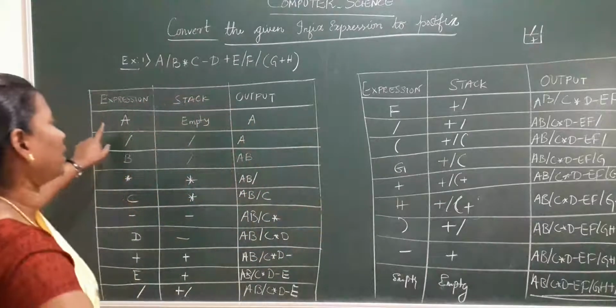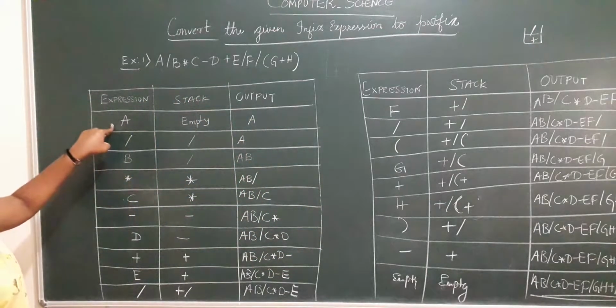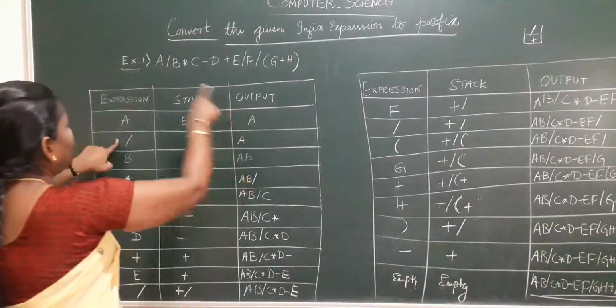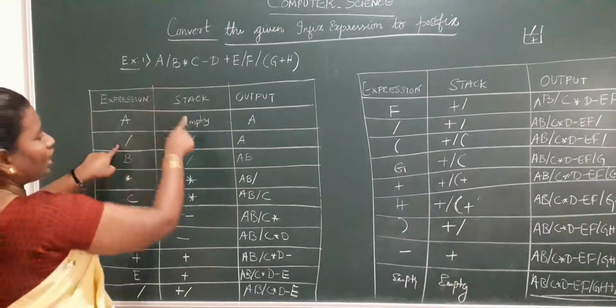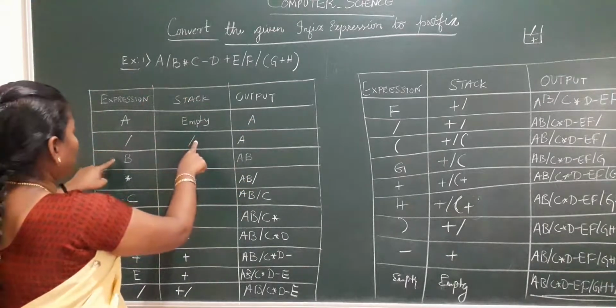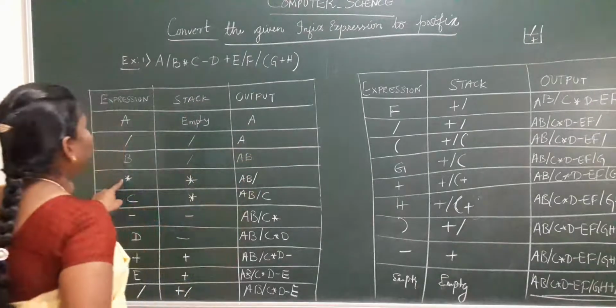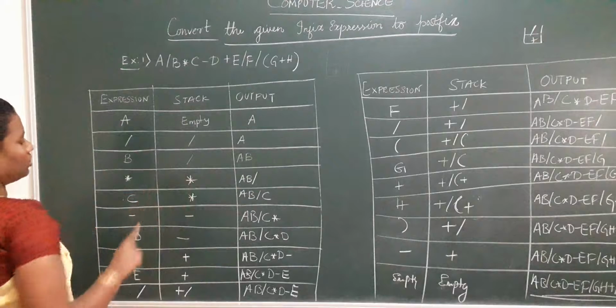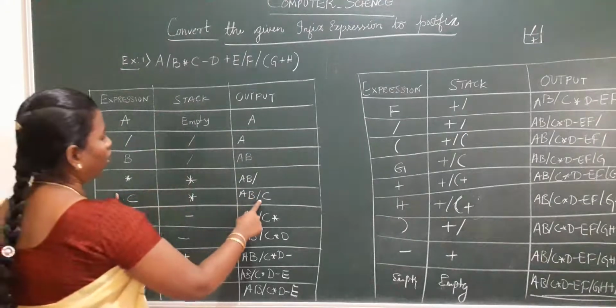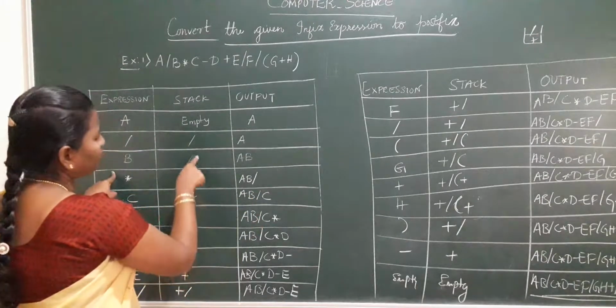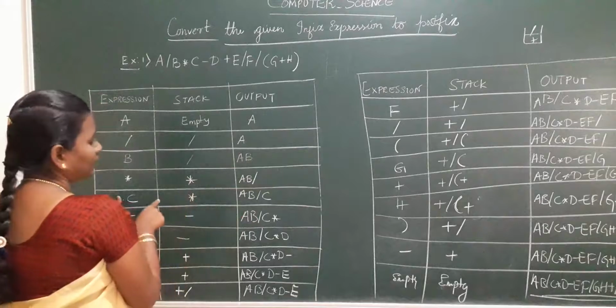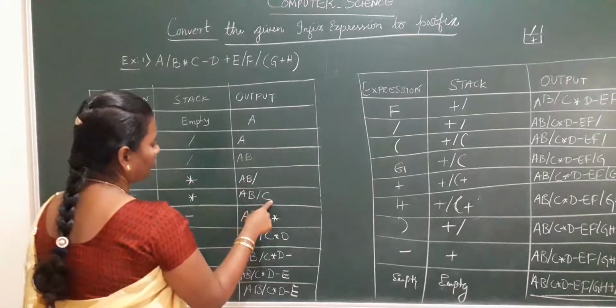So we'll just check. See, whenever we encounter an operand, it has to go to your output. Then we have encountered slash. Slash is an operator, it has to sit on your stack. Next we had B. B has to go to your output. Next we have asterisk. Asterisk has to go to your stack. When I have asterisk, I need to pop out this. Next we had C. C will go to your output.